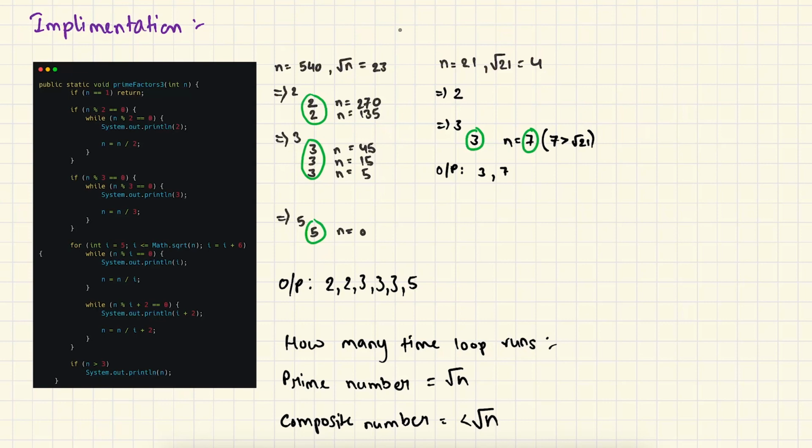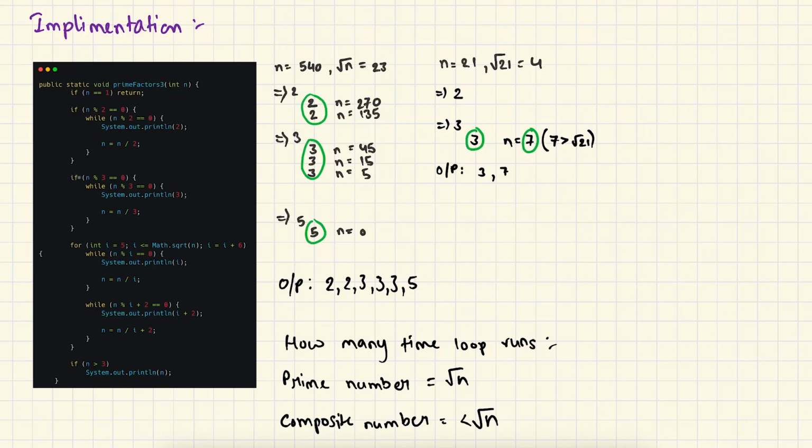Let's see with another input. So let's say the input we are using this time is 21. The square root of 21 is 4. So our execution begins from here. Our first if statement checks if 21 is divisible by 2. The condition becomes false and the execution moves on.